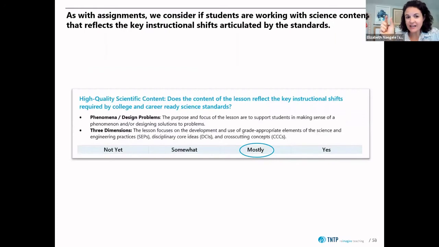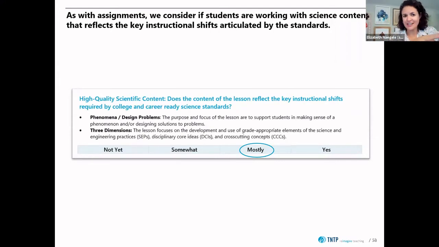And so for that reason, this 2.5-minute chunk would get rated a mostly, because we did see evidence of the phenomenon. We saw the right content and standards. We saw some science and engineering practices, but we did not see evidence of the cross-cutting concepts. So content-wise, this lesson is on track. Though if we think about just this part and the practices and the student ownership, we saw less evidence of that in this 2-minute video.